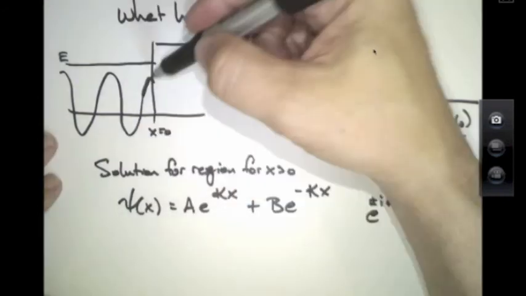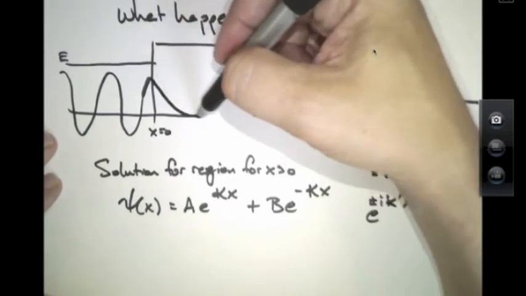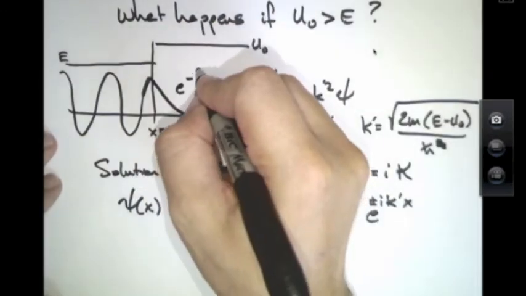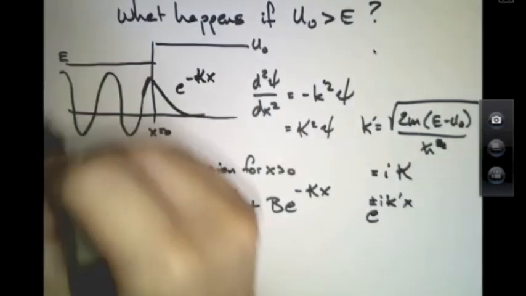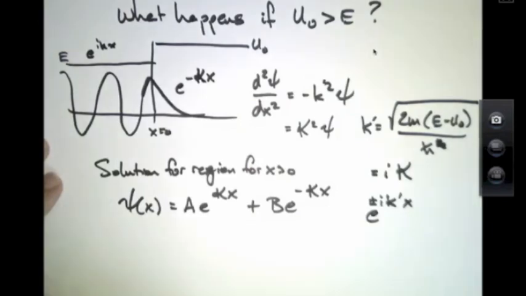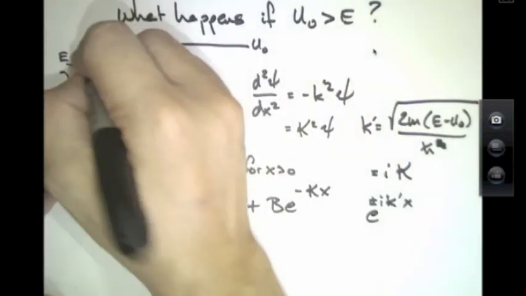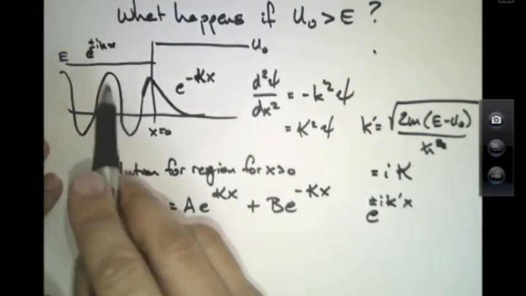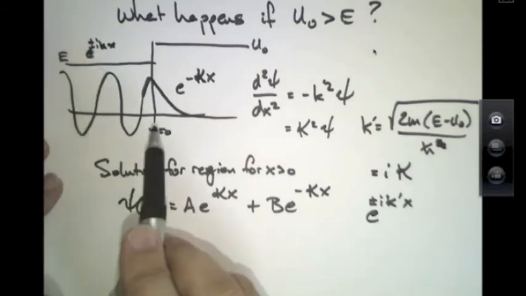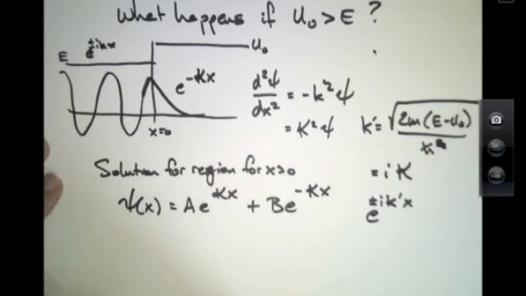So this function over here becomes exponentially damped. So in the region before the barrier, it's a sum of e to the plus or minus i kx, but in this region, it's e to the minus kappa x.